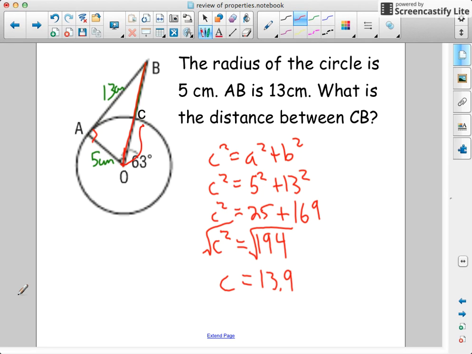Now that is the distance from here to here, but we want to find only from C to B. So we actually do know this distance right here, because that's another radius. So that's 5 centimeters. So all I need to do to find CB is take this answer, subtract 5, and CB ends up equaling 8.9 centimeters.